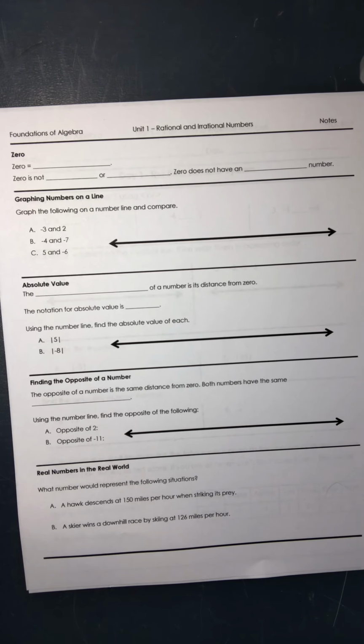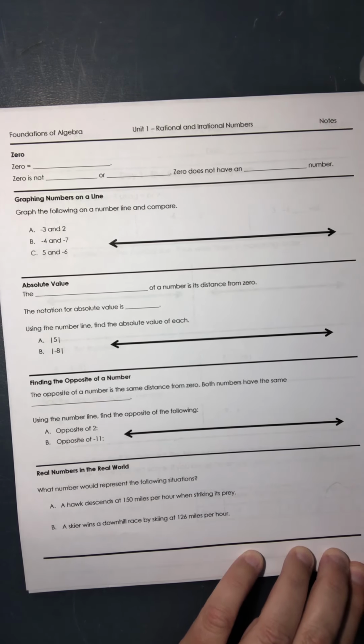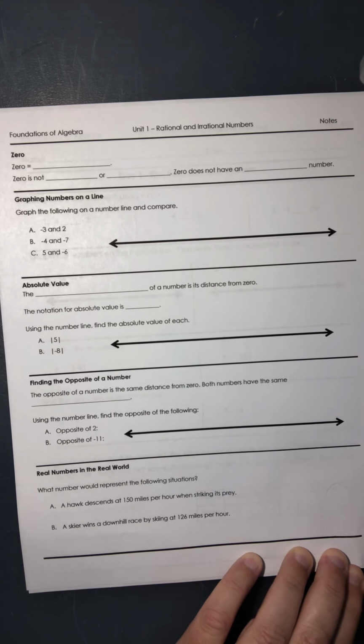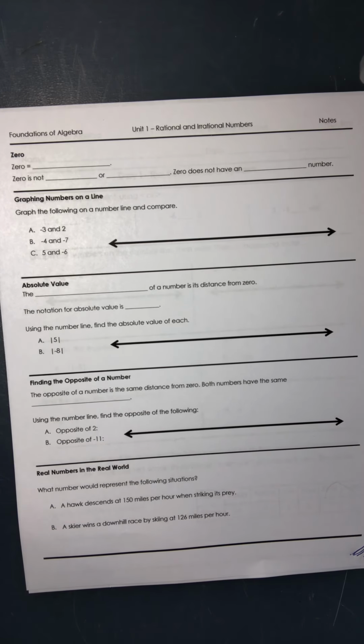I'm going to do this in pen because it usually shows up a little bit better. So let's go ahead and knock this out. All right, so we're talking about rational and irrational numbers. And of course, my pen won't work. There we go. All right.